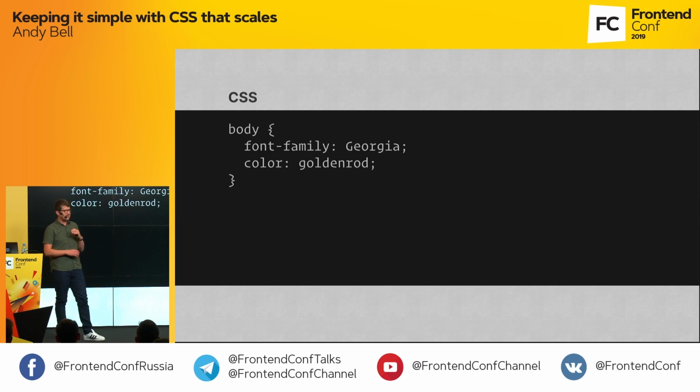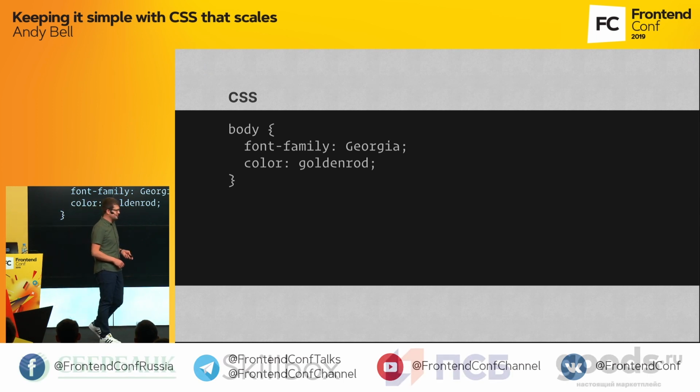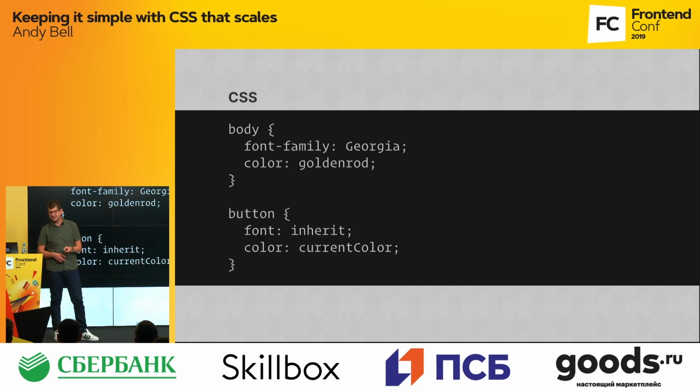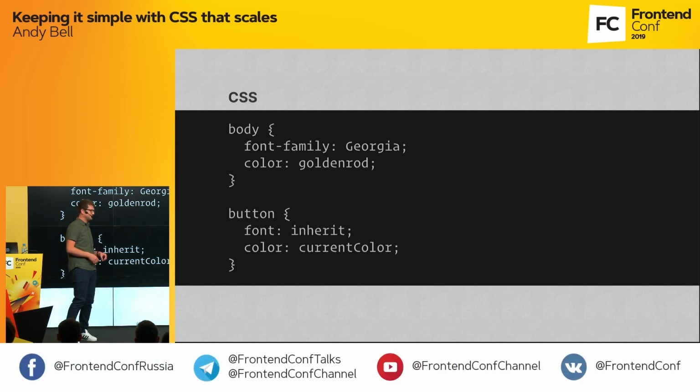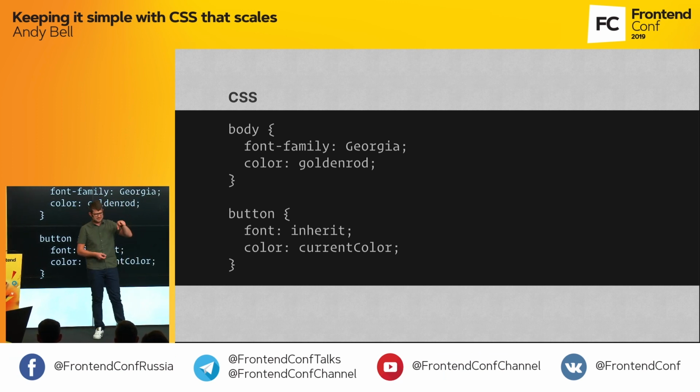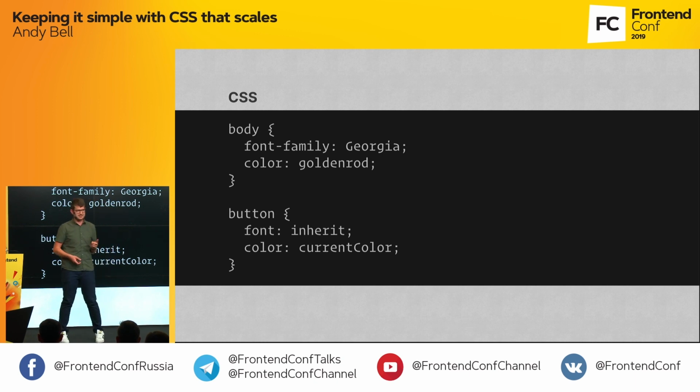So let's have a hyper-simplified example. I've got a body, and I'm saying the font family is going to be Georgia, which is the best font. And then the color is going to be goldenrod, because it makes me giggle like a schoolboy every time I write it. And then in this other hyper-simplified example, I take a button element and I say font: inherit. And what that does is it takes the Georgia from the body, and it takes the font size from the body, and it takes all these other attributes in one line of CSS.